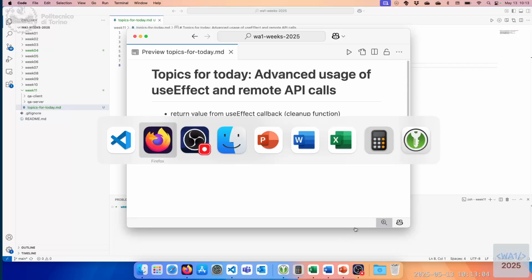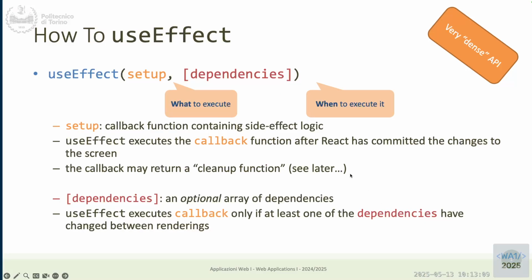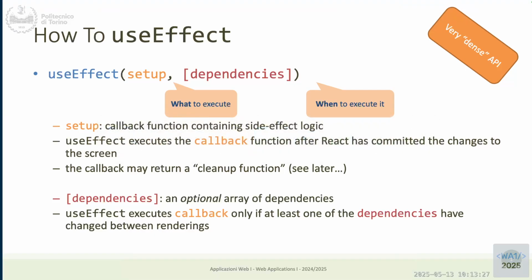First, I need to tell you something about useEffect that I didn't tell you the first time. You remember that we had this seemingly simple API for useEffect. It just requires one function and a list of dependencies. We saw that the function is called whenever at least one of the dependencies has changed.